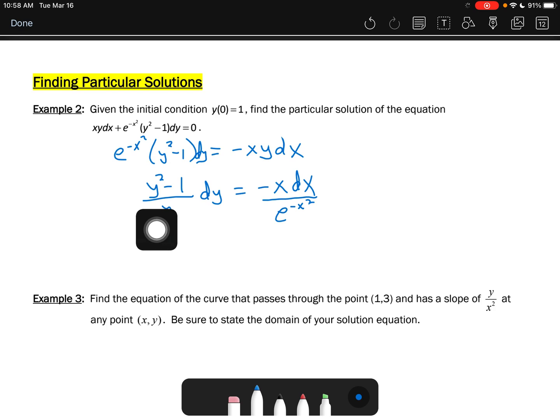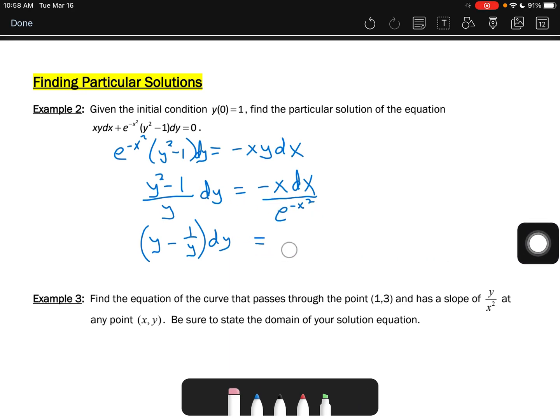Now I think I'm going to rewrite this a little bit before I integrate. So these terms, I've got y squared over y and then negative 1 over y. So y squared over y is just y, and then I've got 1 over y. And on the right side, I have e to the, now this, because it has a negative exponent, negative x squared, I can move that up to the numerator. I think that's what I'm going to do. So I'll move it up to the numerator and make it a positive exponent of x squared. So I'll have negative x, and then I'll move that e up, so it's going to be e to the positive x squared, and then dx, like this.